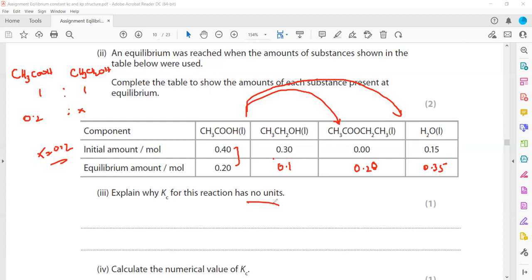Explain why Kc of this reaction does not have any unit. So what is the reason for that? Because the units cancel out each other, or there are the same number of moles in the numerator and the denominator. Or you can also mention volume cancels out, like the same number of molecules on each side. Like on the reactant side we have 2 molecules, product side also 2 molecules. That's why they cancel out each other. So that's the reason why there is no unit for this Kc.